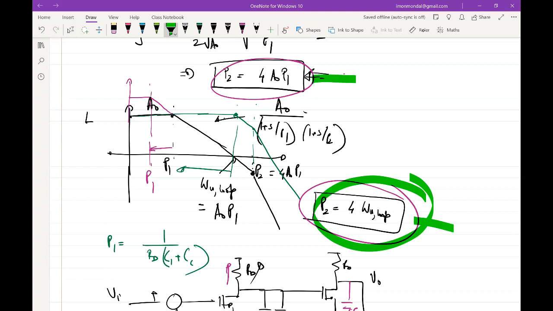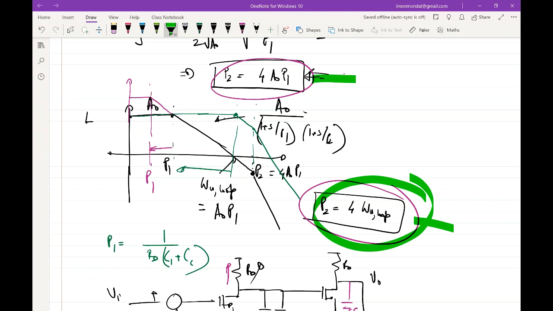So to summarize, in one sentence, the second order feedback system is stable if the second pole is 4 times the unity gain frequency of the loop. Right? If I have to be even more accurate, I should say that a second order system will have a critically damped response if the higher pole is at 4 times the unity gain frequency of the loop gain.